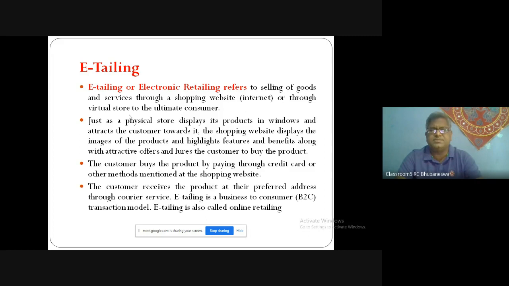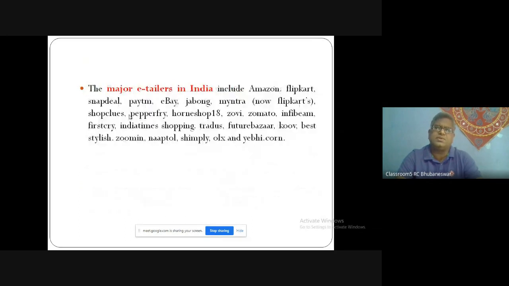E-tailing companies have B2C business models. B2C means business to consumer, C2C customer to customer, C2B customer to business, and B2B business to business. There are different models through which there is no need of a brick and mortar, a physical store. Through a virtual store or website, you can display the images of the product and you can sell the product.